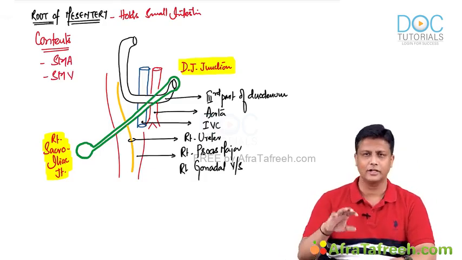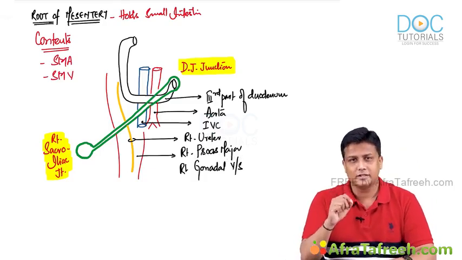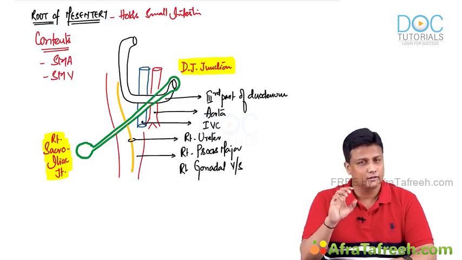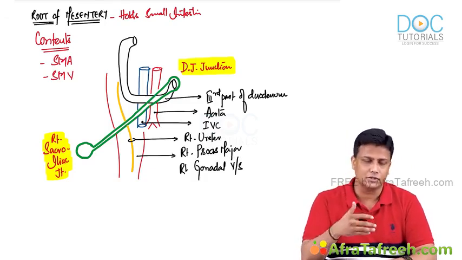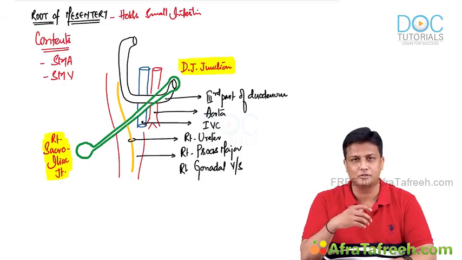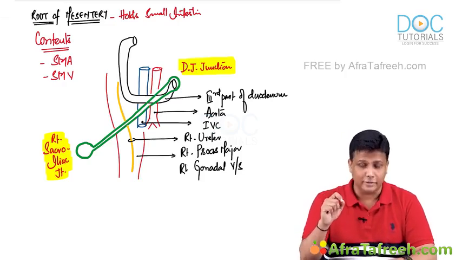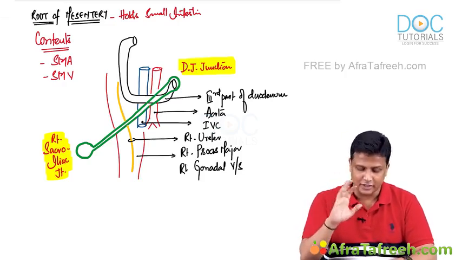It's so easy to remember that one. Mesentery, the name itself is telling you, it is the one holding the small intestine. Small intestine belongs to the midgut part. Midgut will be supplied by the superior mesenteric artery and drained by the superior mesenteric vein. So that should be the content of that.